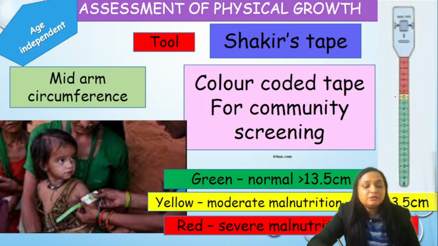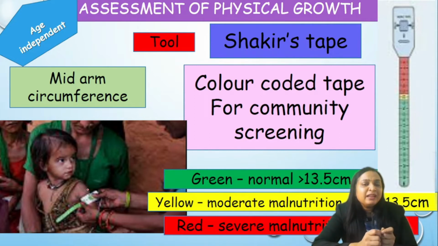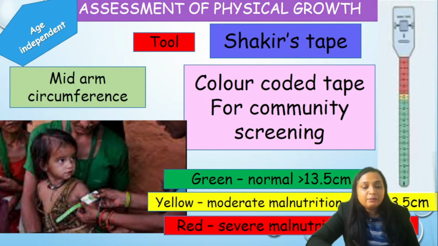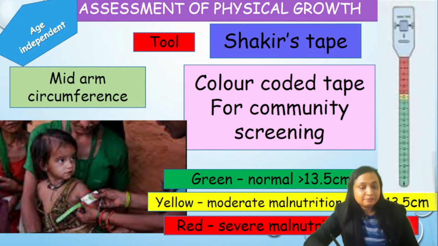It has three colors. The community health worker has to put the measuring tape around the mid part of the mid-arm of the child, and whatever color is coming in between this box will be the option. If it is green, it is normal, more than 13.5. If it is yellow, it is moderate malnutrition, between 12.5 and 13.5. If it is red, it is severe malnutrition, less than 12.5 centimeters.